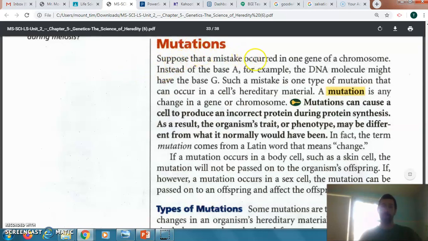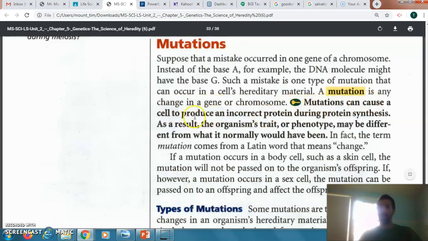Suppose that a mistake occurred in one gene of a chromosome. Instead of the base A, for example, the DNA molecule might have the base G. Such a mistake is one type of mutation that can occur in a cell's hereditary material. A mutation is any change in a gene or chromosome. So make sure you write down that note for mutation, what it is. It's a change in a gene or a chromosome.